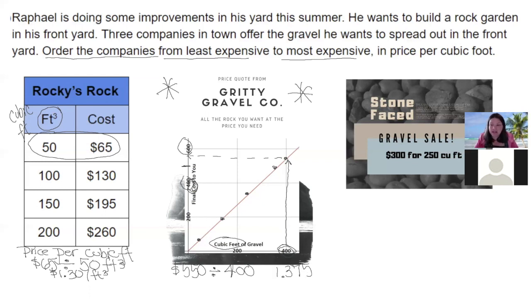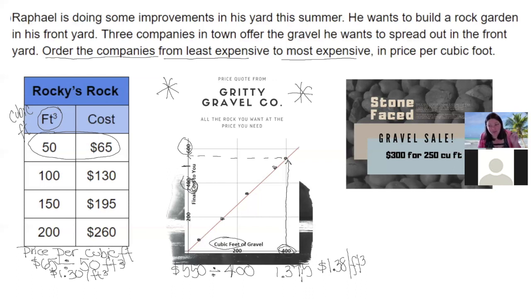Again, this is money. I need to make sense of it as money. So it'll end at 2 decimal places. So I'll round it there. So that's about $1.38 per cubic foot. A little more expensive than the last guys. Now let's look at Stone Faced. At least Stone Faced is easy. Hey, it's $300 for 250 cubic feet.